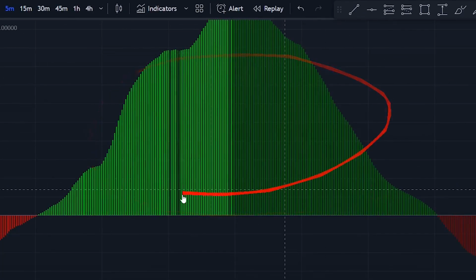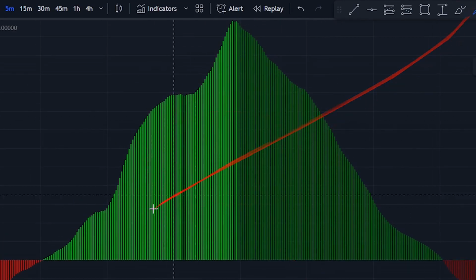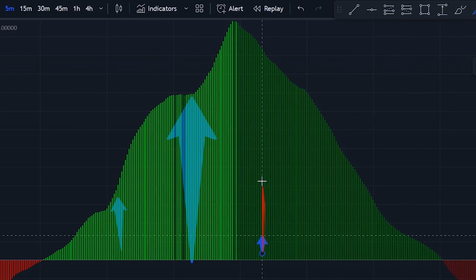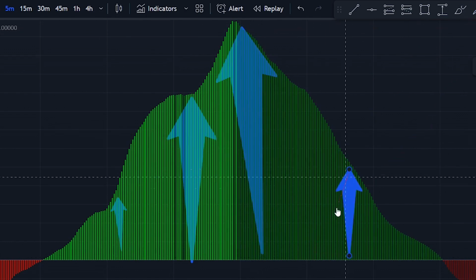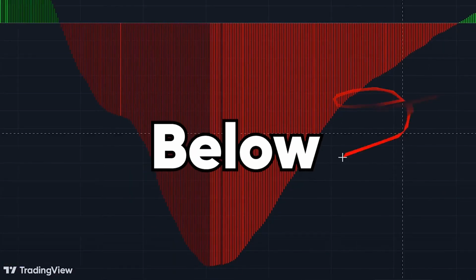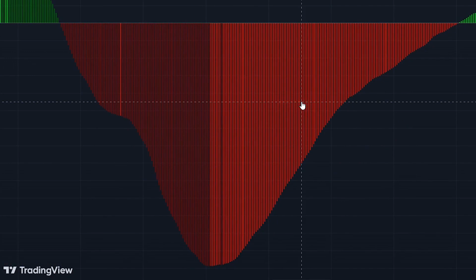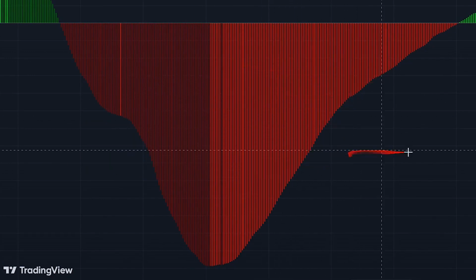When the histogram is green and the columns are above the zero line, we realize that the buyers had more power and we shouldn't look for sell orders at these points and we should only consider buy orders. And on the other hand, if the histogram is red and the columns are below the zero line, it indicates that the power of the sellers is more and only sell signals are valid for us, and we should consider them.